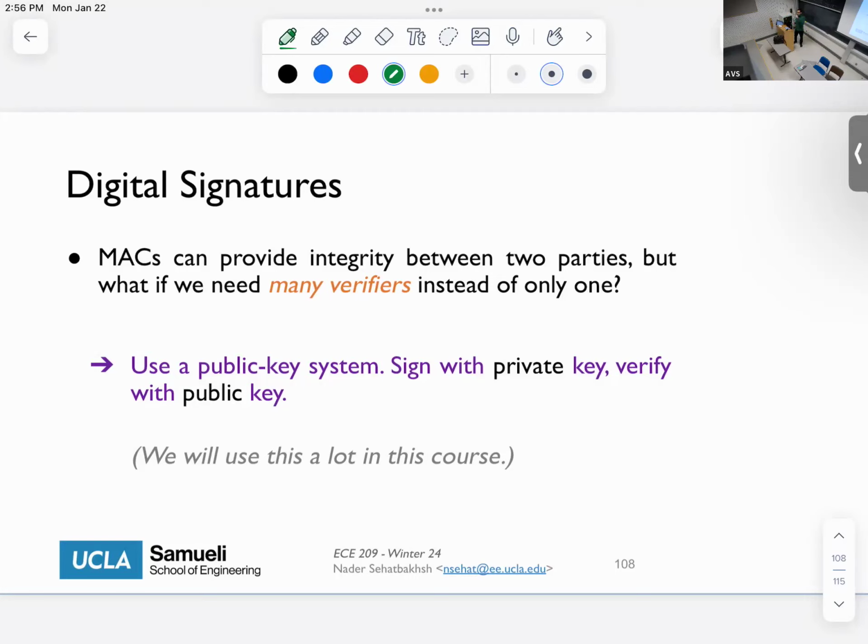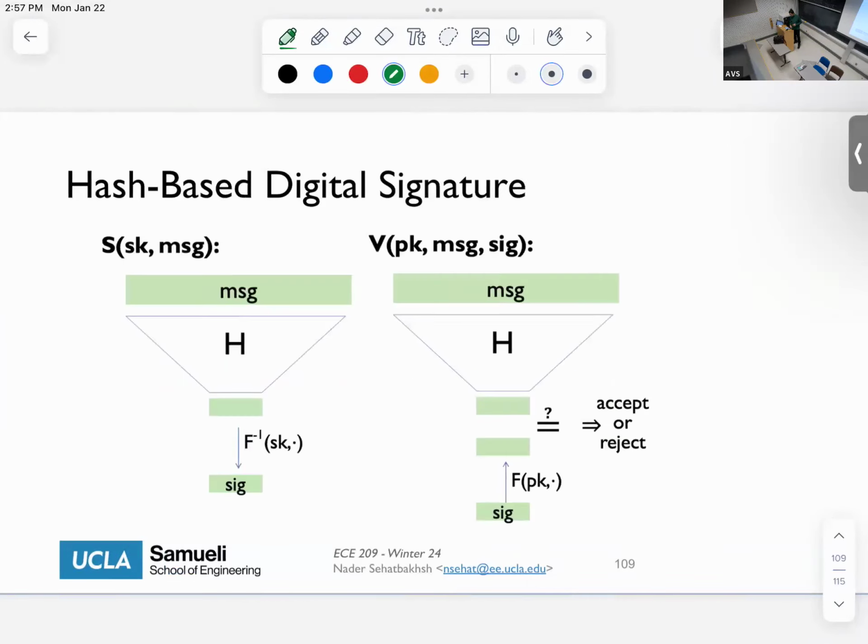In order to understand that this is the website that we think it is, we always use this digital signature. So it's a very important concept in cryptography. So how does this work? We usually use, again, hash-based digital signatures. It's another use case of hashes.